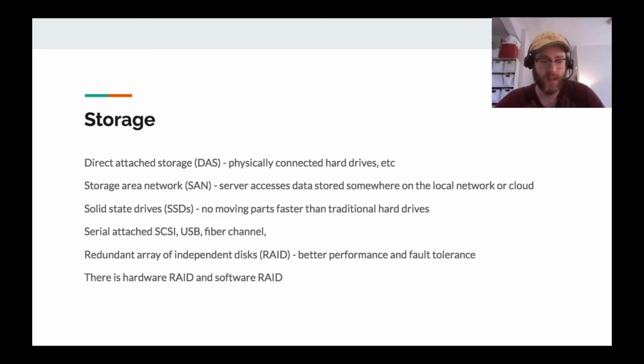And then you have RAID, redundant array of independent disks or inexpensive disks. That's going to give you better performance and fault tolerance. You set up multiple disks with disk striping or mirroring in a way to prevent data loss or to improve the performance. You can have a hardware RAID that's built into the firmware of the system, or you can have software that creates RAID for you.